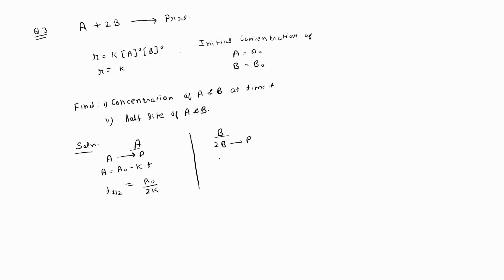और 2B to product है तो इसके लिए आपका लग जाएगा B is equal to B naught minus nkt. और n के लिए यहाँ पर 2 रख दीजिए, तो B is equal to B naught minus 2kt. और ये हो गया आपका concentration of B at time t. और t half इसके लिए आएगा आपका B naught by 2nk, where n is 2, so B naught by 4k. ये आपका t half हो गया B के respect में, ये t half हो गया A के respect में.